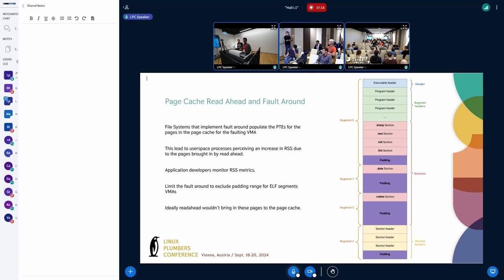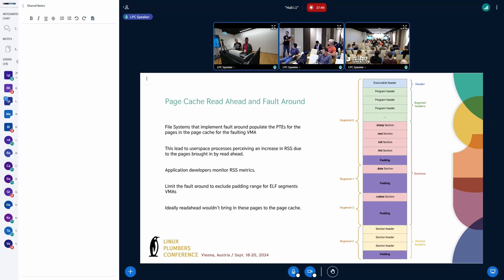We have some out of tree patch to ignore this padding region currently, but ideally, if there was a way we could prevent the read ahead from happening in the first place in the padding region, which we know we are never going to use. I think part of the problem here is that we have all the information inside the kernel, we just don't have it all in the right place at the right time.